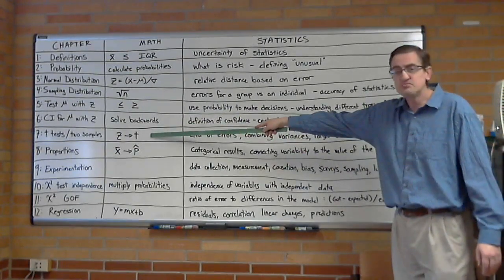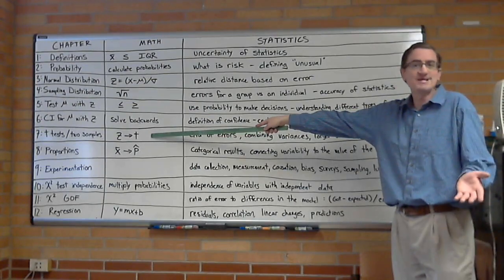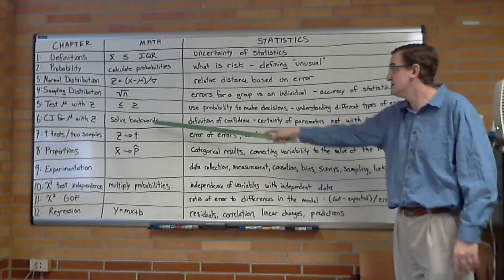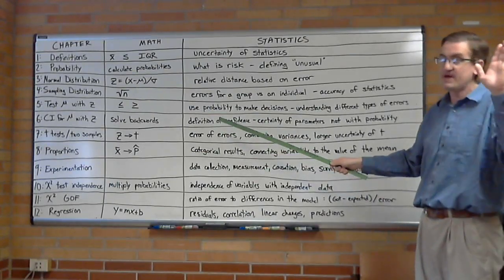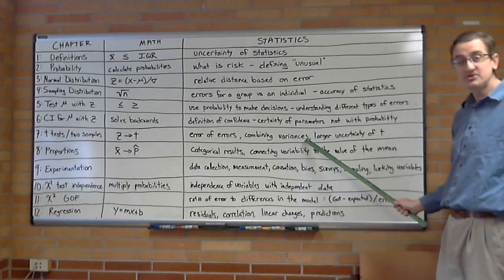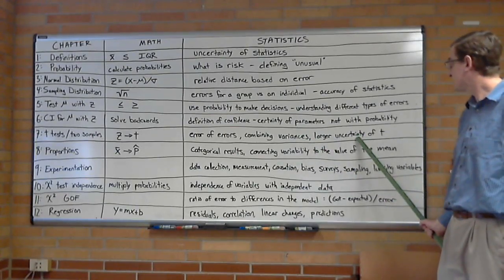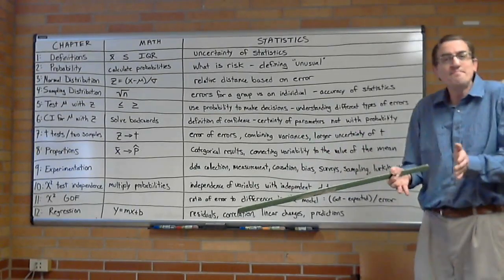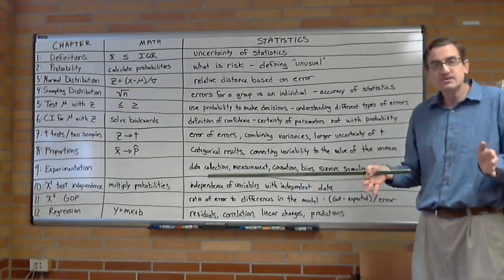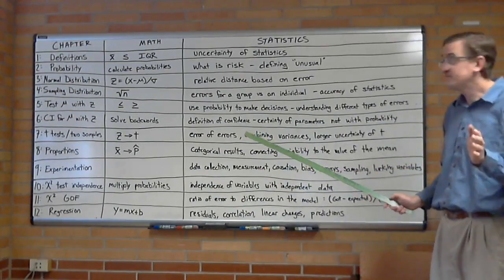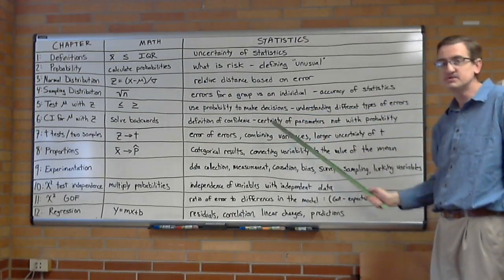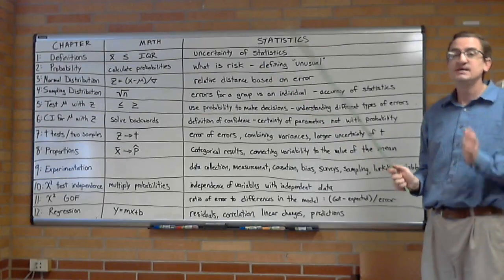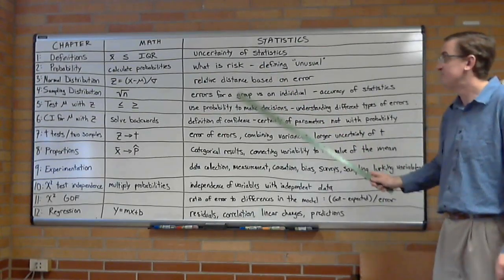When we go to chapter 7, we start doing the t-tests. Mathematically, all we're doing is switching z with t. But understanding what it means to have an error in the errors, that's a big deal. Combining variances between groups, talking about the larger uncertainty of t, what makes t different than z, those are big steps. And often I will see students who are really good at the math parts, but they're missing these ones, and they don't do well in the class. It's not the equations that trip people up.